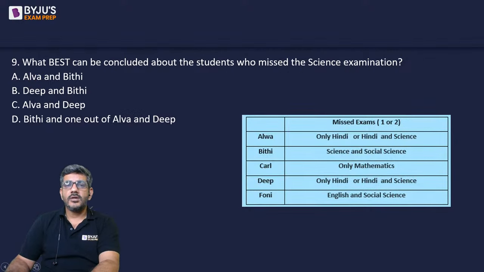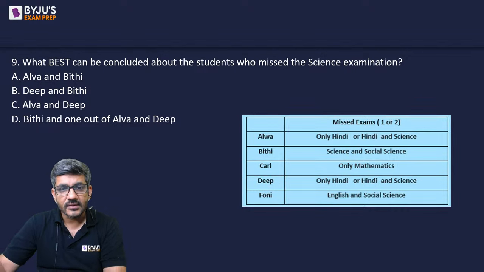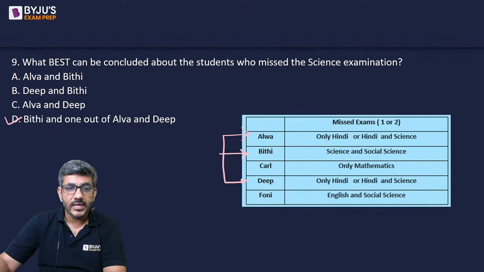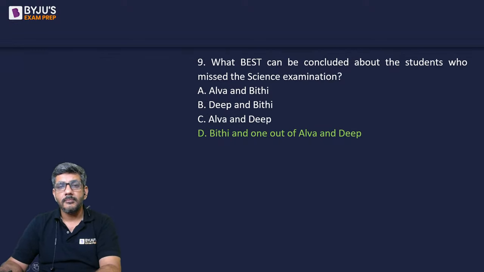What best can be concluded about the students who missed the science examination? Now, science is definitely missed by Bithi and it has been missed by one of Elva or Deep. So definitely Bithi and one of Elva or Deep. My answer is option D, Bithi and one out of Elva and Deep.